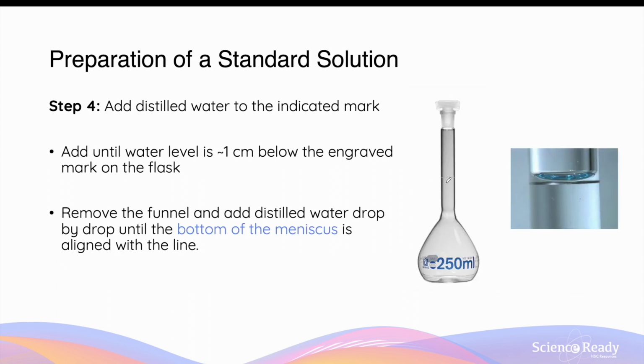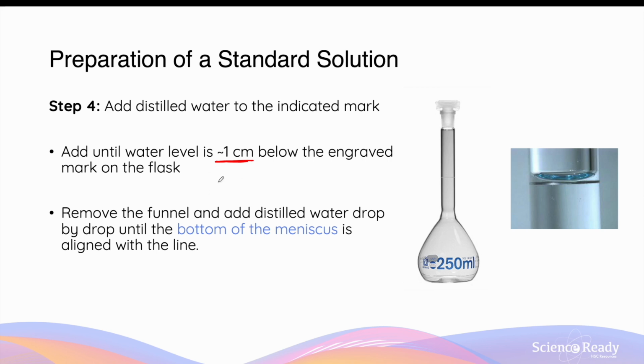In the volumetric flask, there's always a very clear line that indicates where the water level should be filled up to. This is known as the graduation mark. Volumetric flasks come in different sizes. For a 250 milliliter flask, the graduation mark will indicate where the volume will reach 250 milliliters. When you're adding distilled water, make sure you add water through the funnel until the water level is approximately 1 centimeter below the graduation mark.